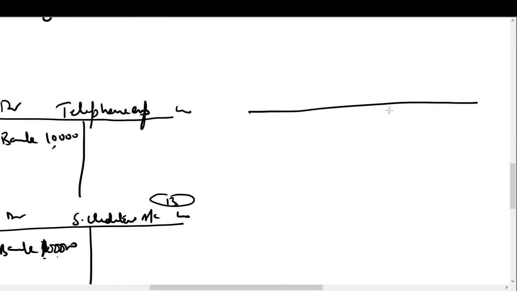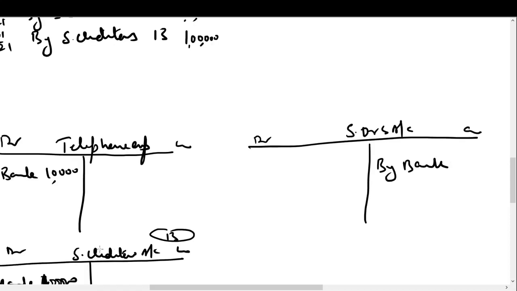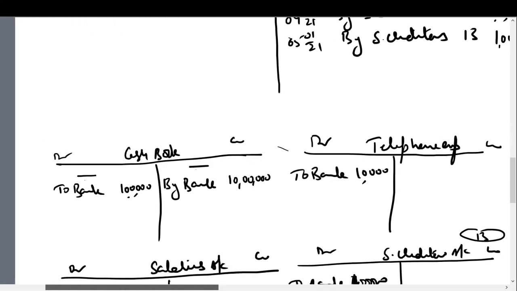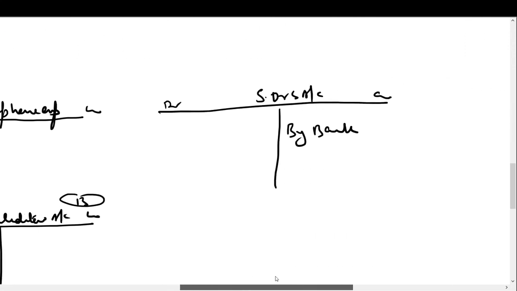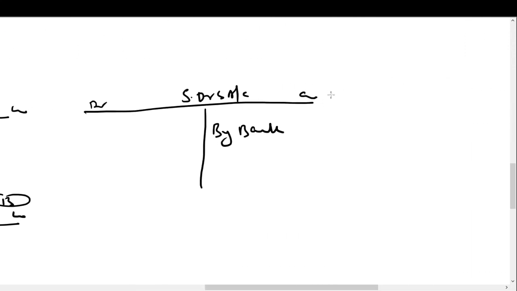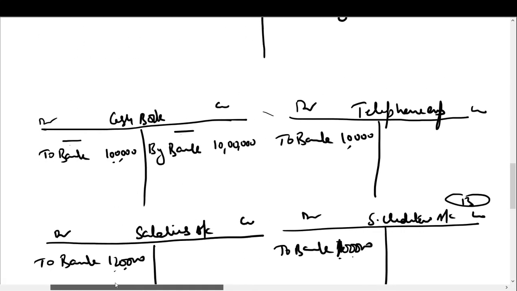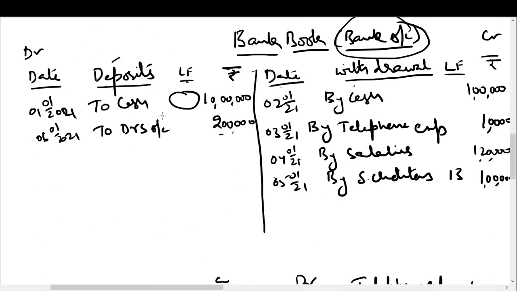I'll go to sundry debtors account in the ledger. I will write here by bank. What is the amount we have collected from the debtor? We have collected rupees 2 lakh. So I'll write here rupees 2 lakh. If this is on page number 9 of the ledger, we should write the page number here in the bank book in the LF column.